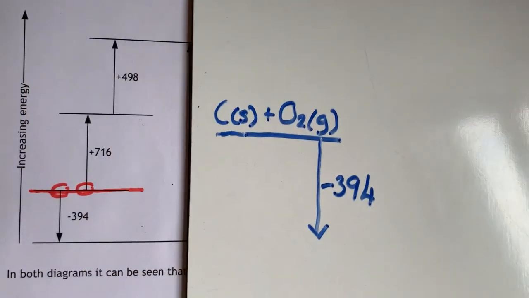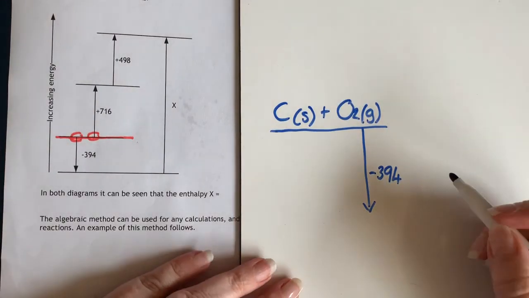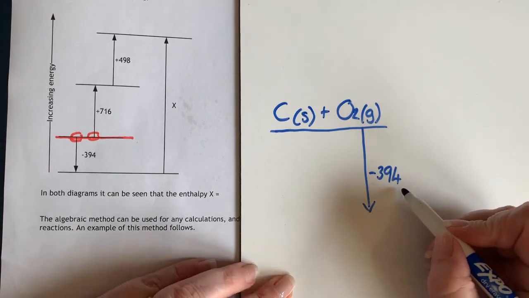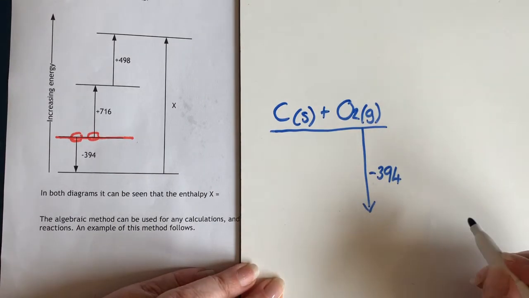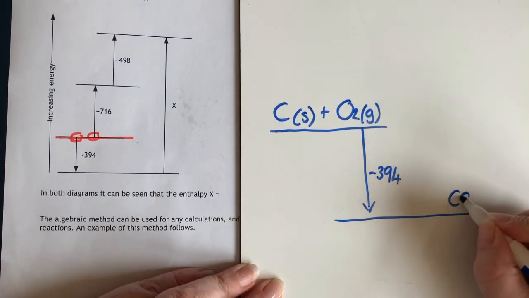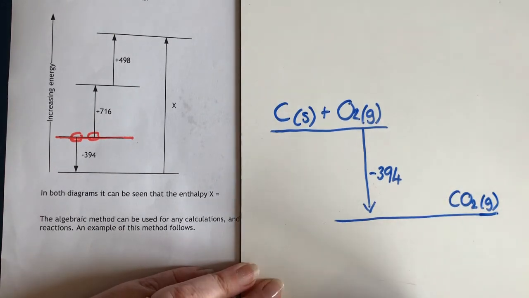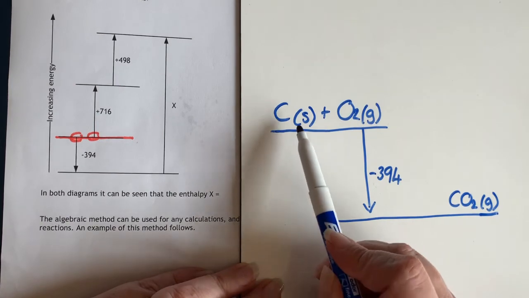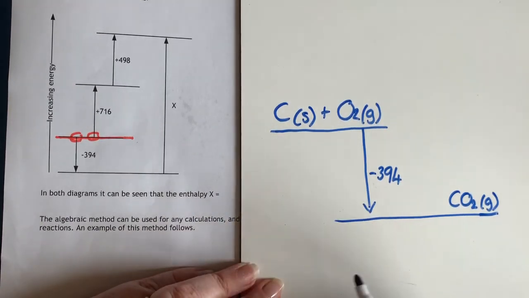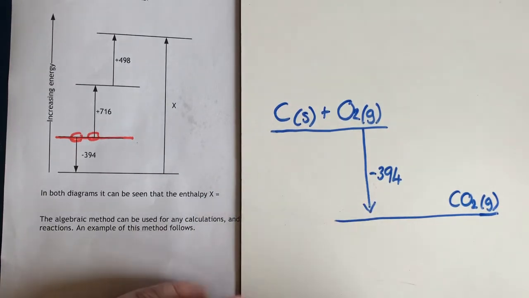So relating that back to this diagram, it's a negative 394 because if you think about what's happening in this reaction, we've got carbon combining with oxygen to make CO2 gas, which is an example of a combustion reaction. So we're effectively just burning our carbon in oxygen, and all combustion reactions are exothermic. So that's why we have the negative.